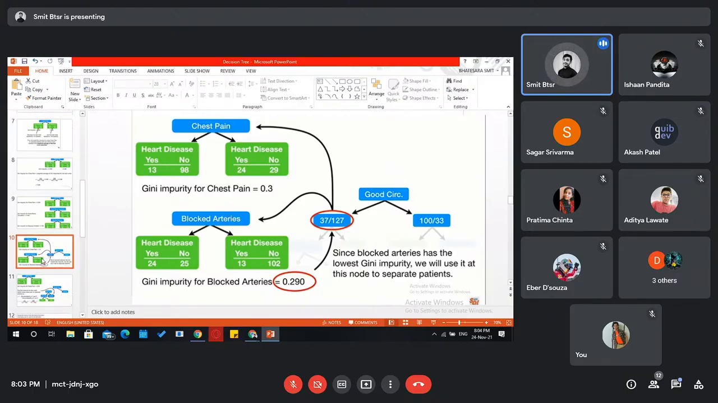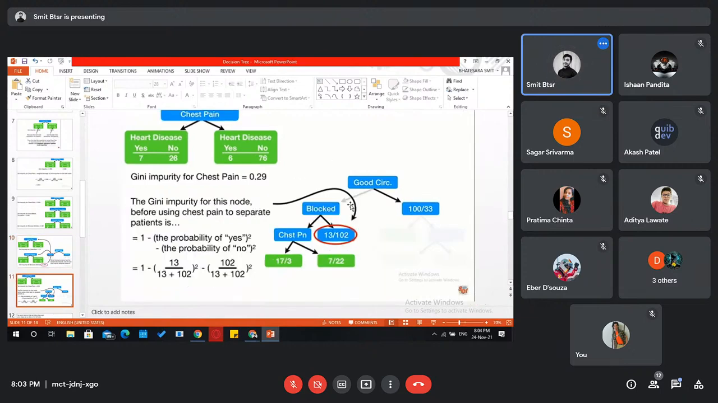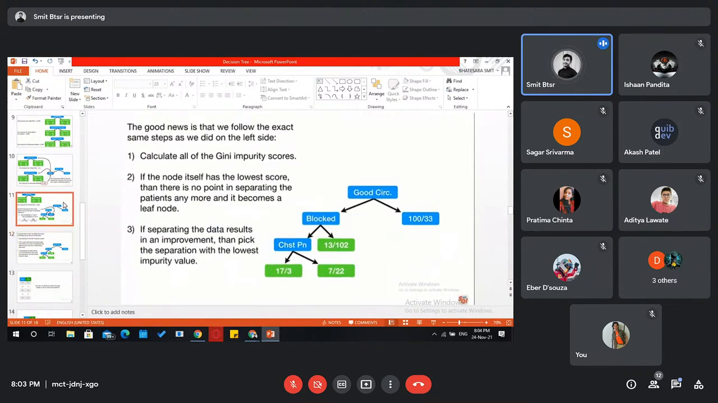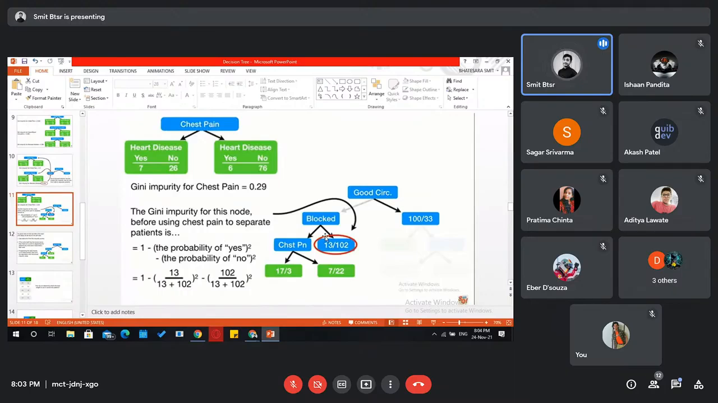So at the end, what we will get is like this. First we ask this question, then the blocked artery question, then chest pain. So now we know that chest pain is the least relevant. You can see that there are only small differences in these numbers, 7 and, as you see, 33 and 100. There is a big difference. And here 13 and 102.